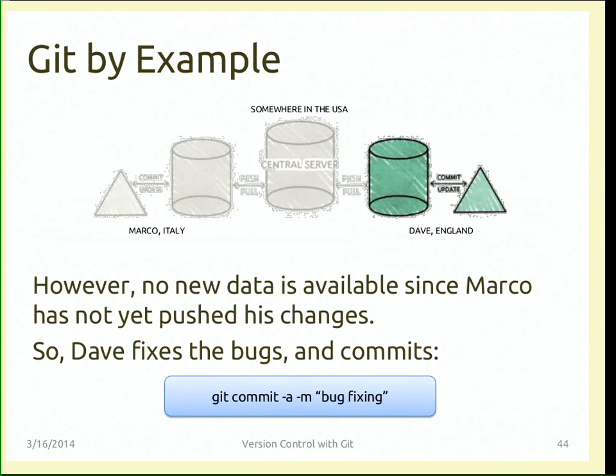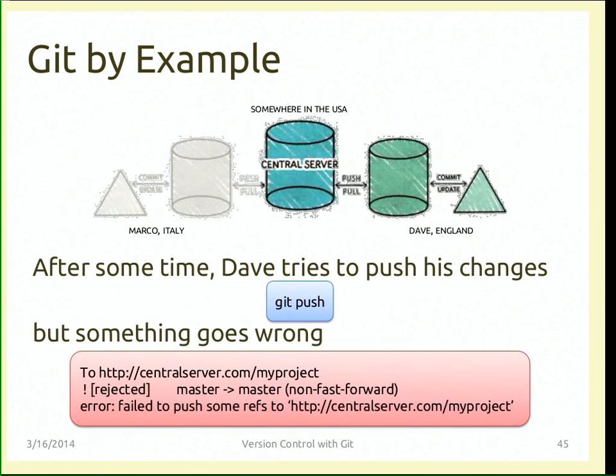So Dave performed the pull, no new data is available because Marco still hasn't pushed his modification at this time. He does now, for example. So Dave starts fixing the bug. Marco from the other side pushes his modification. So Dave completes the work and commits it as before with git commit -a -m "bug fixing". Again, a log message too general, it should be a little bit more specific about what bug. He commits and tries to push everything to the remote repository.